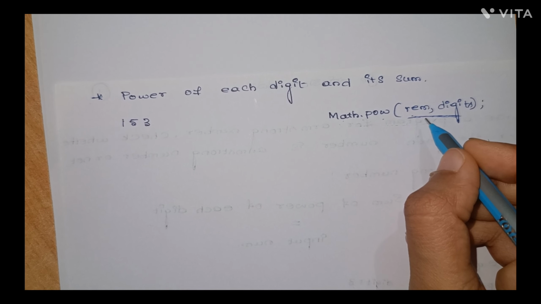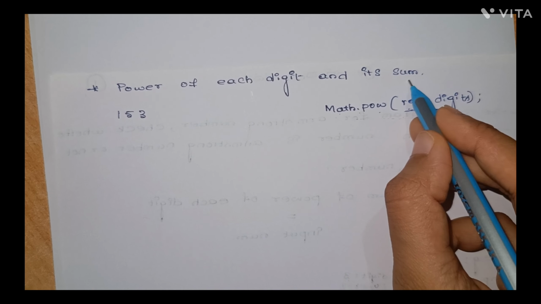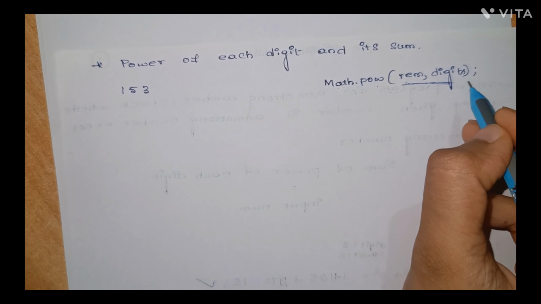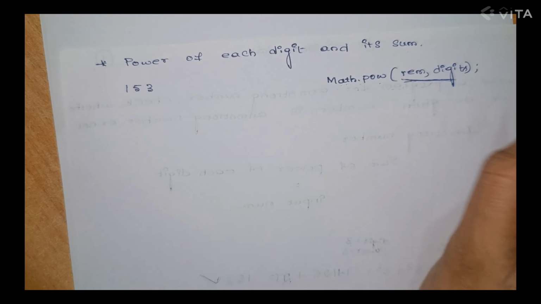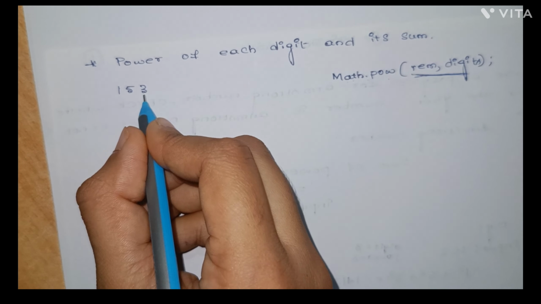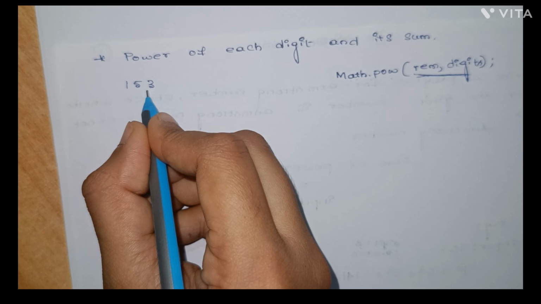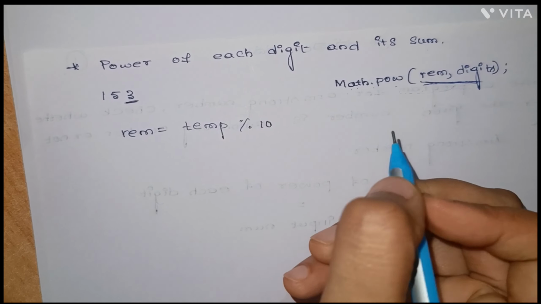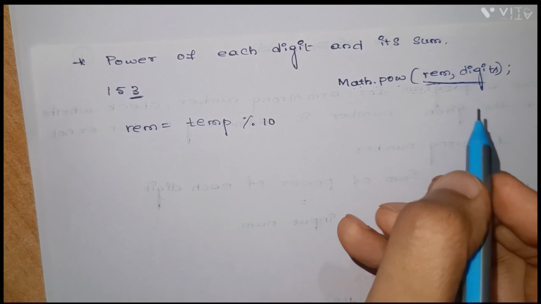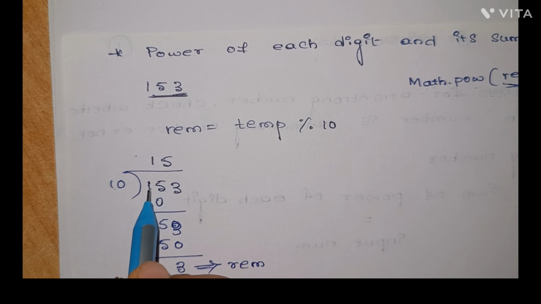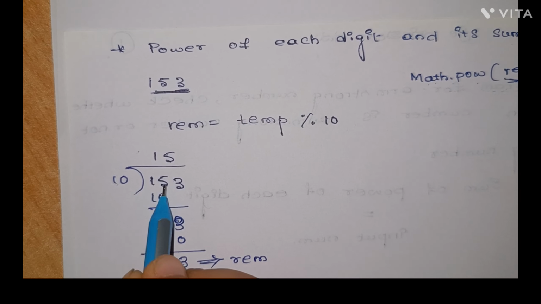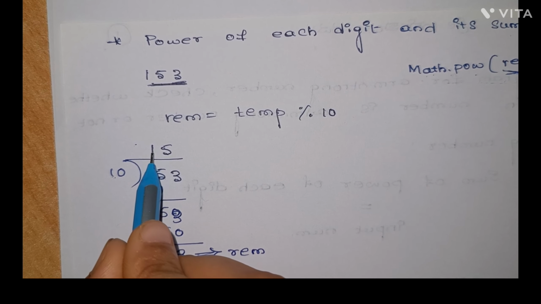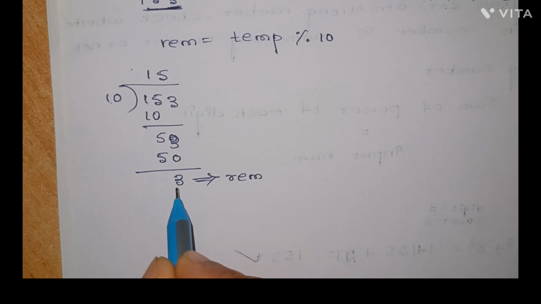Let's see how to take the power of each digit and its sum. We are using the Math.pow function for calculating the power of digits. Here, we have to take out the remainder of this input number by modulo 10. To calculate the remainder, we have to divide 153 by 10. 153 divided by 10 gives 15 as a quotient, 3 as a remainder.